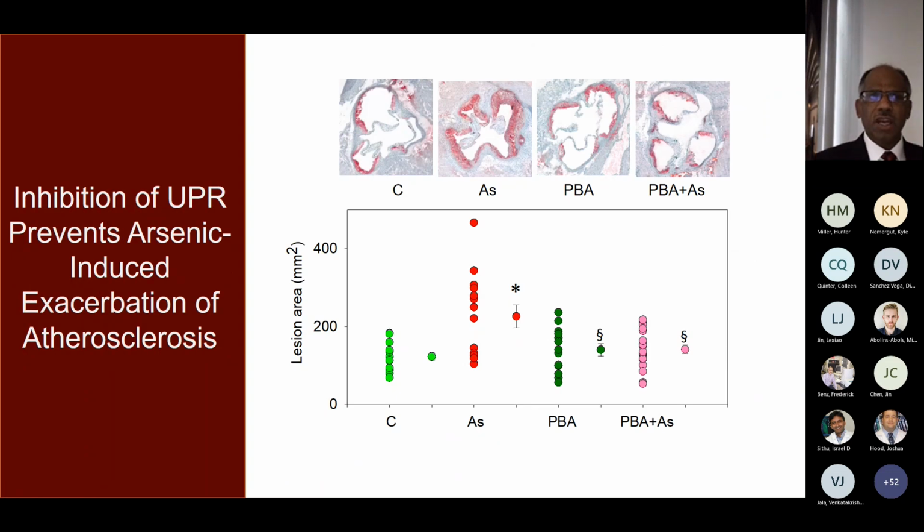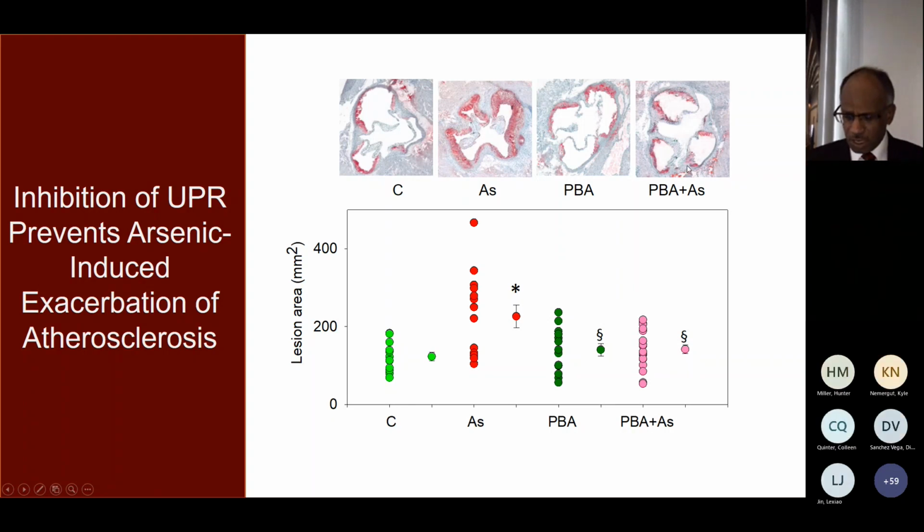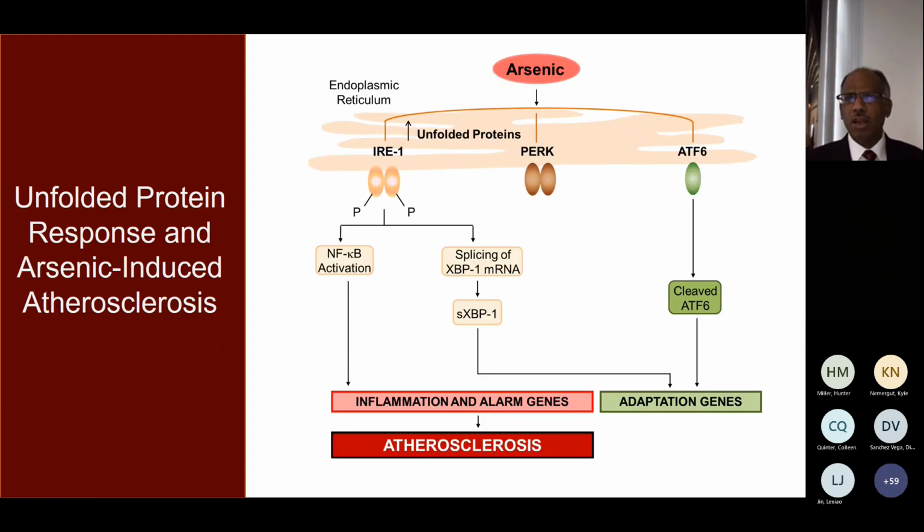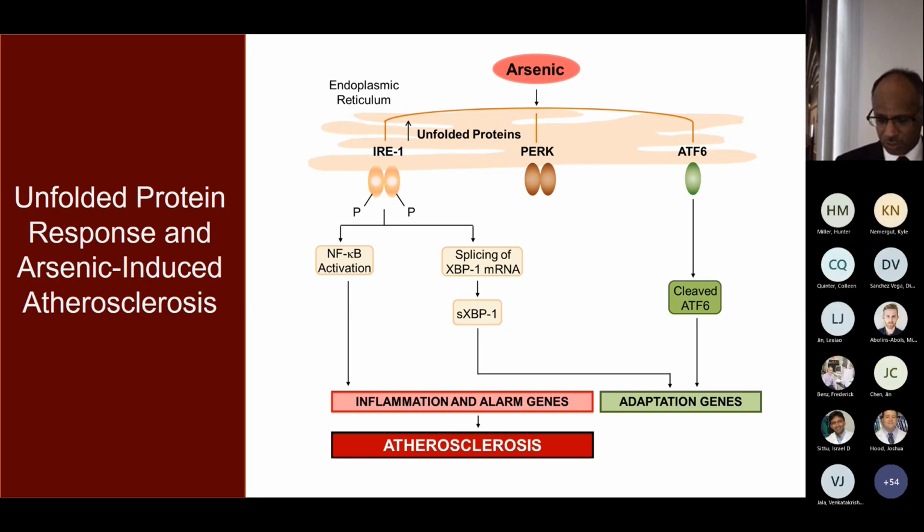And if we again give the chemical chaperone of protein folding, you can prevent the arsenic-induced exacerbation of atherogenesis, suggesting that ER stress could be involved in this process. And when we teased out the mechanism, unlike the aldehyde per se, we found that the PERK pathway was not involved, but IRE1 and ATF6 pathways were involved in increasing inflammation and apoptosis, which led to atherogenesis.